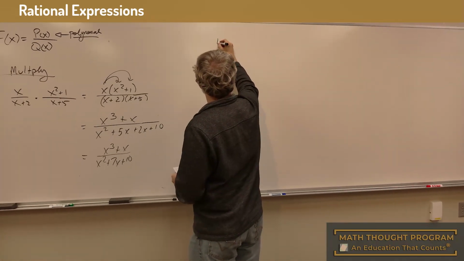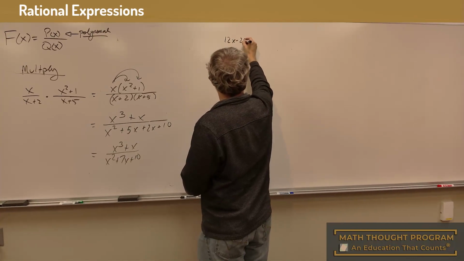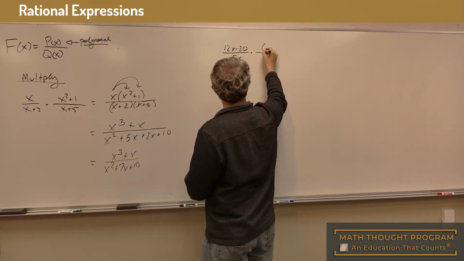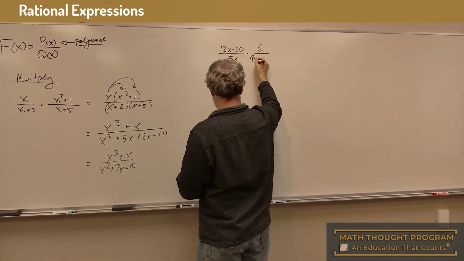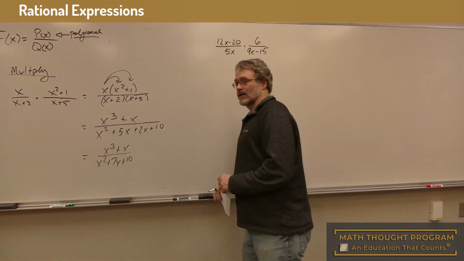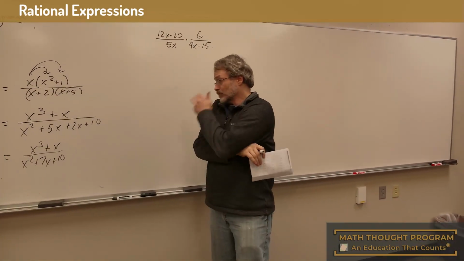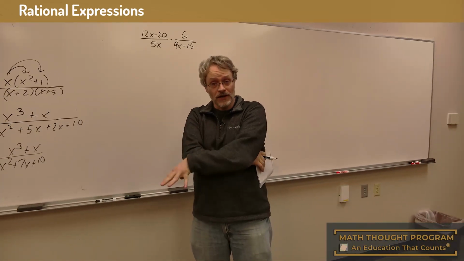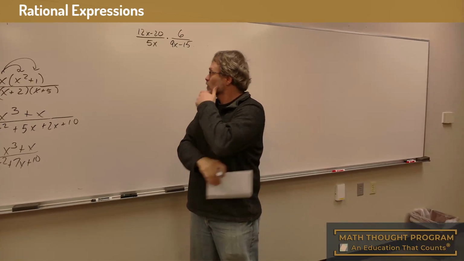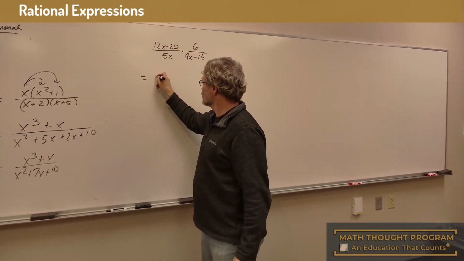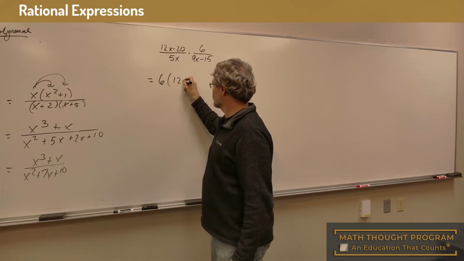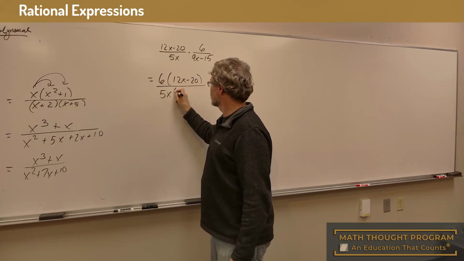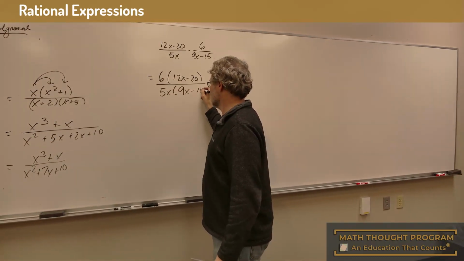Let's say I have the expression 2x minus 20 all over 5x, times 6 over 9x minus 15. Okay, now, when I'm multiplying my fractions, it's numerator times the numerator, denominator times the denominator. As I do that, what I'm going to have here is 6 times 2x minus 20, over 5x times 9x minus 15.